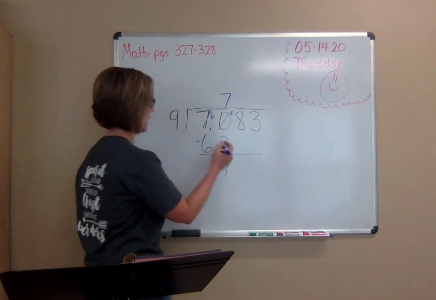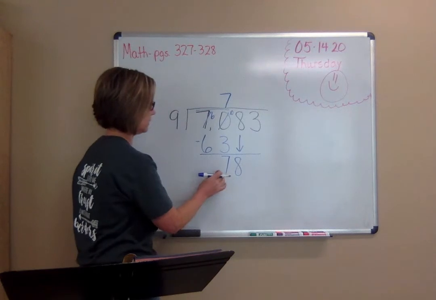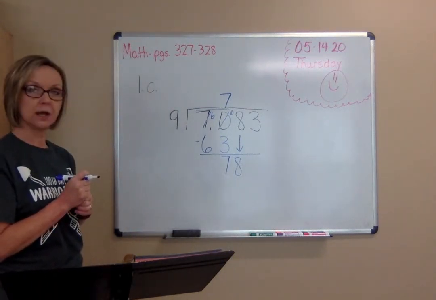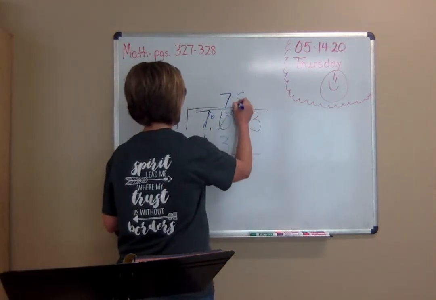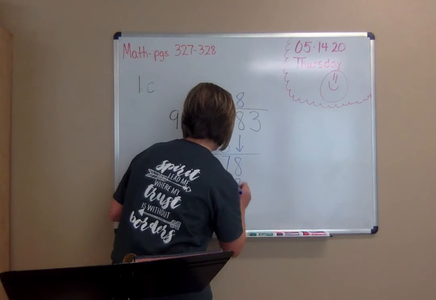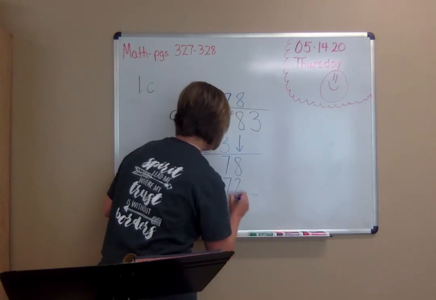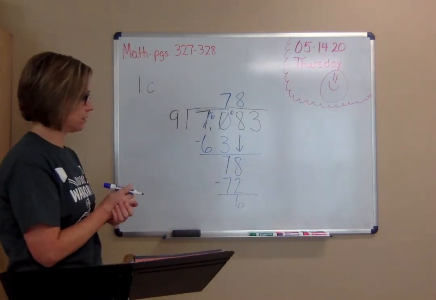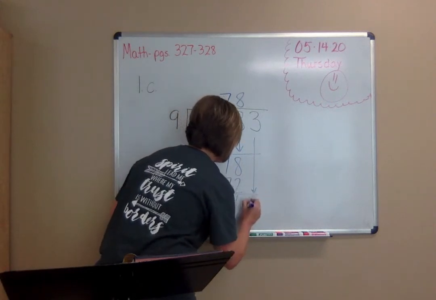7 smaller than 9. Bring down the 8. So then you have 78 divided by 9. How close can we get? 8. 8 times 9 is 72. We subtract. 8 minus 2 equals 6. 7 minus 7 equals 0. 6 is smaller than 9. So then we bring down the 3.